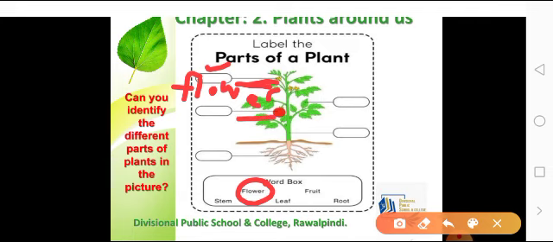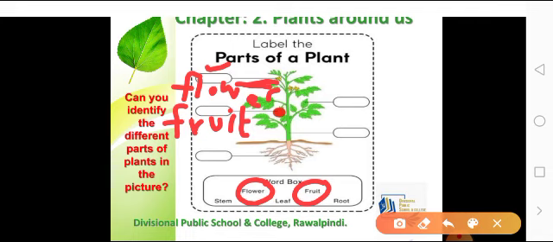Okay. Here you can see this is the flower. What is this? This red color. And what will you write in this blank? Tell me. So here we will write fruit. This is a fruit. The red color is the fruit. So write here fruit. Fruit is also a very important part of a plant.